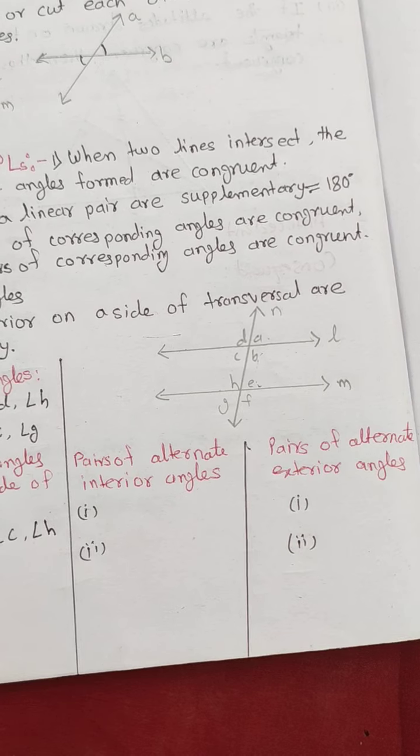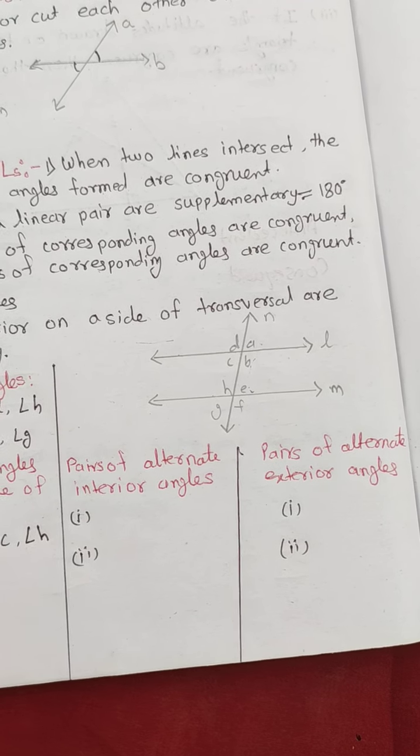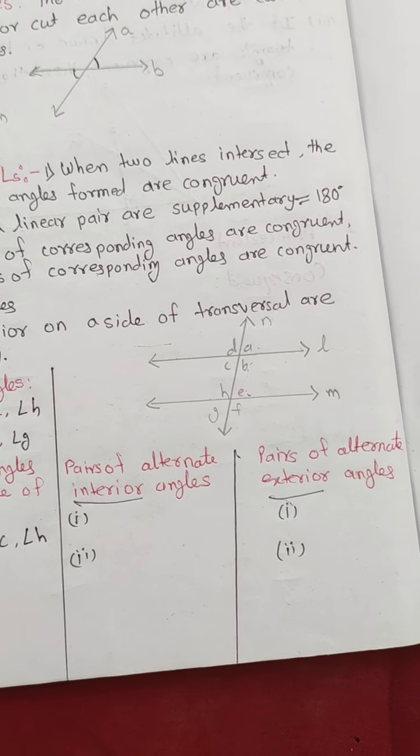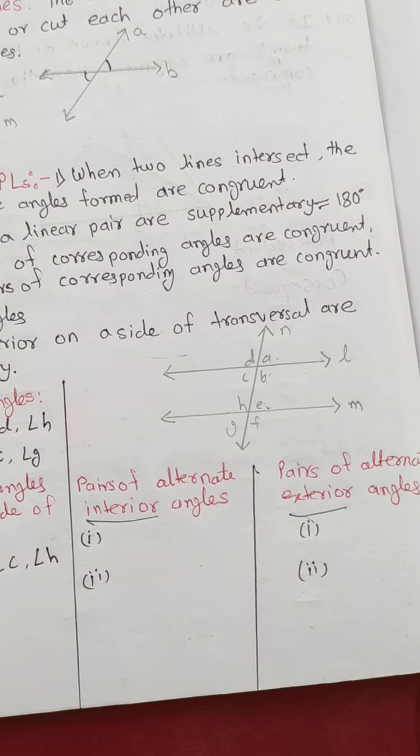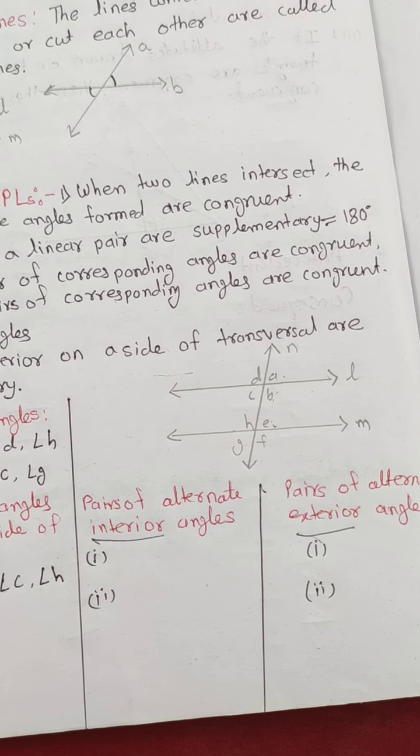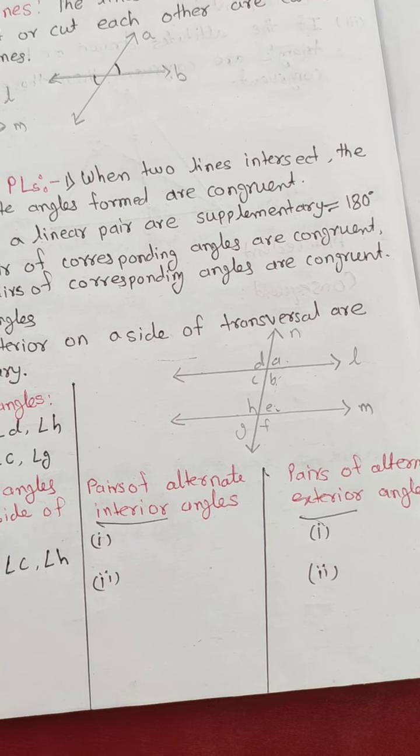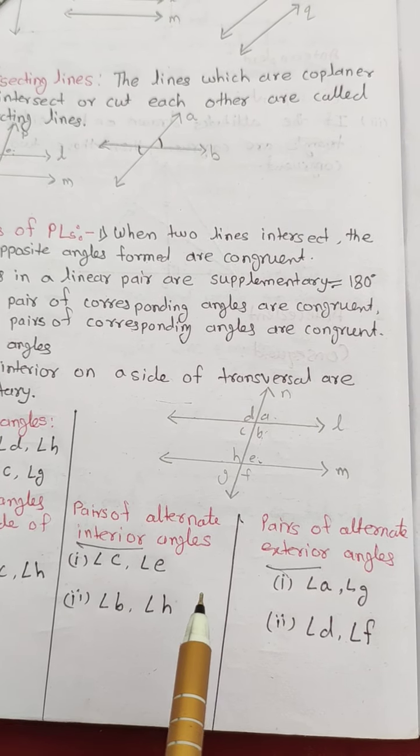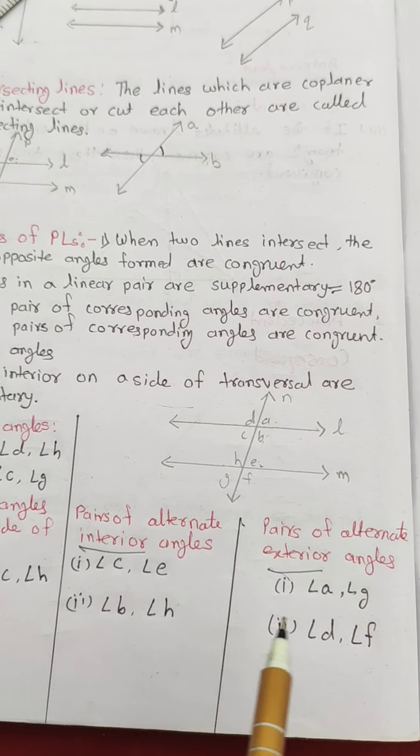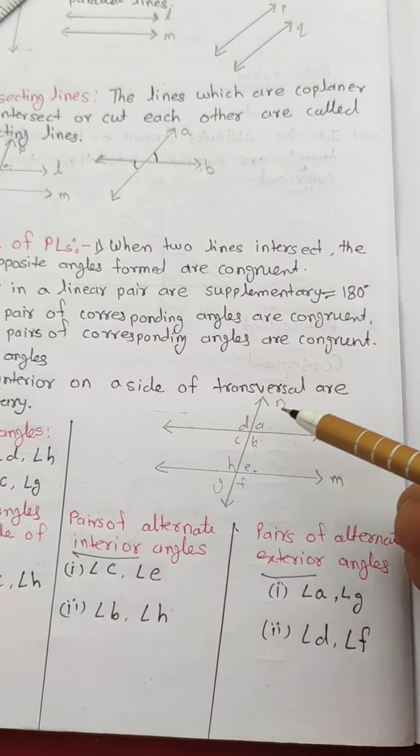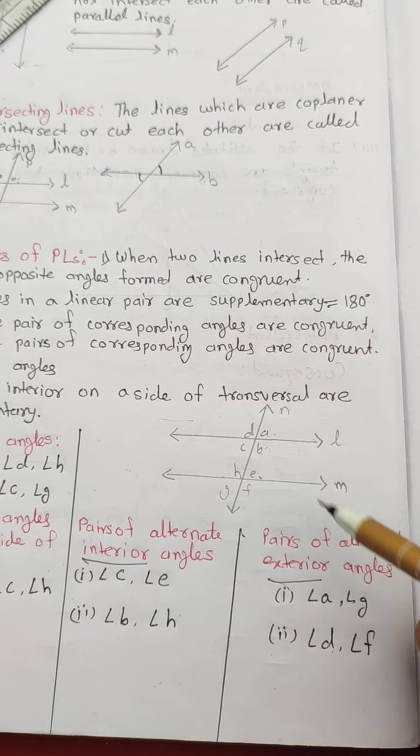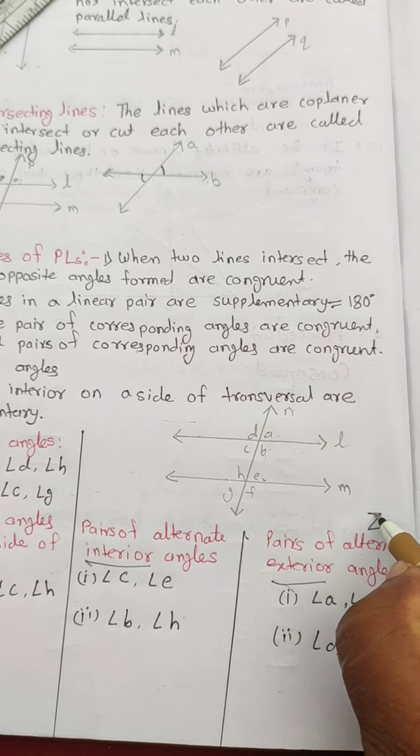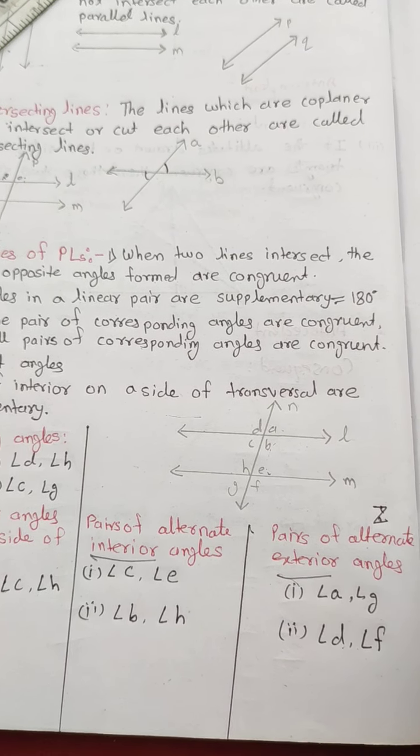Now we write the pairs of alternate interior and exterior angles. इंटीरियर मीन्स अंदर वाला एंड एक्सटीरियर मीन्स बाहर वाला. See that, let me write the pairs of the interior and exterior angles. See here, pairs of interior: angle C and angle E, angle B and angle H. Exterior: A and G, and D and F. Alternate means Z. जो angle Z बनाता है, these are the alternate angles.